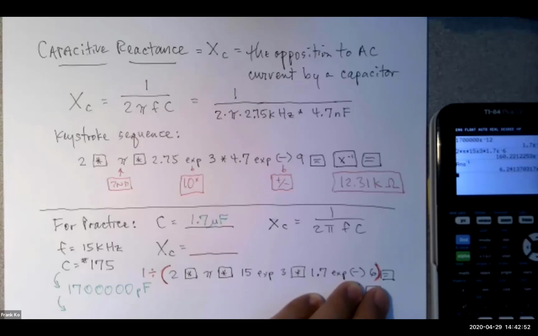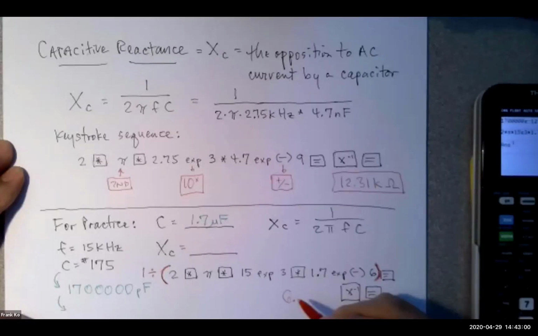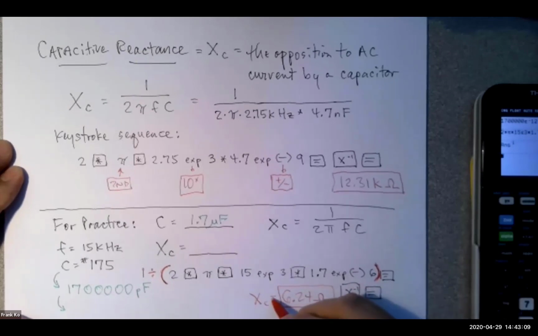Christian, your final answer? Just read it out, please. 6.24 ohms. 6.24 ohms. This would be equal to your X sub C, okay?